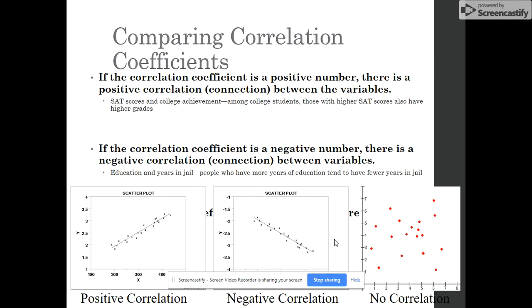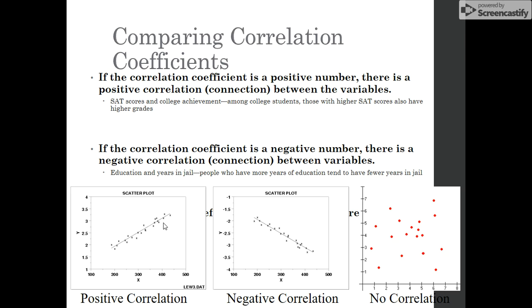Okay, so again, comparing. If you're looking at a positive correlation, which is like the one down here, SAT scores and college achievement. So students who have higher SAT scores tend to do better in college and have higher grades. So those track up, they're together. So that's going to be a positive correlation. When you're looking at a scatter plot, everything's going to be really close together. It's all going to track upward. So that's a positive correlation.